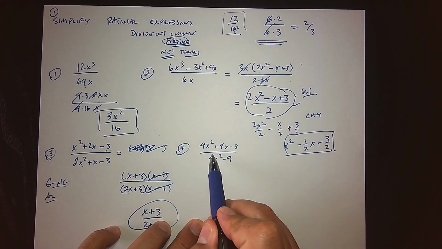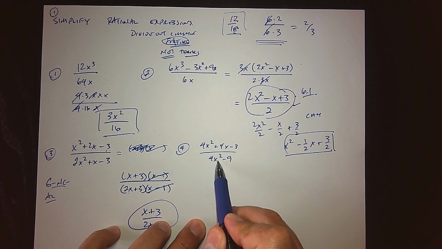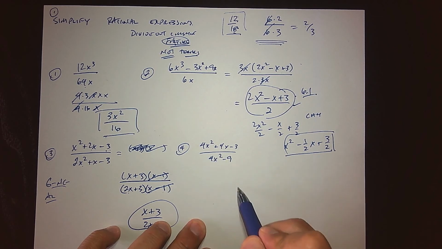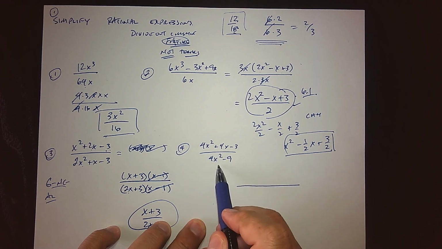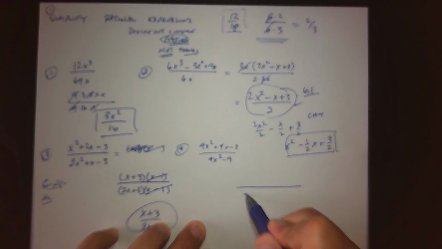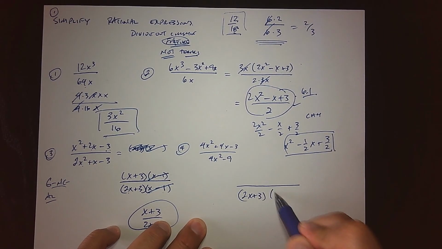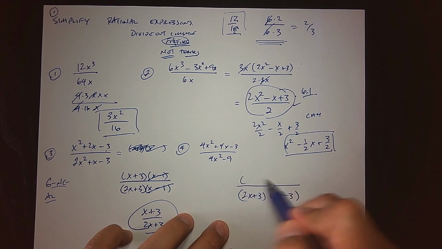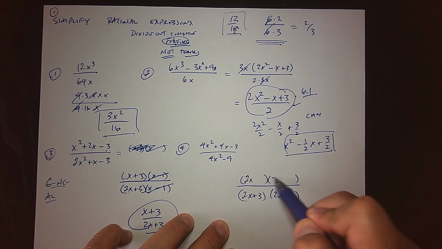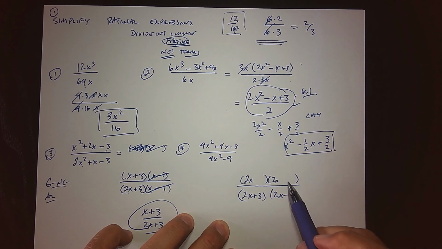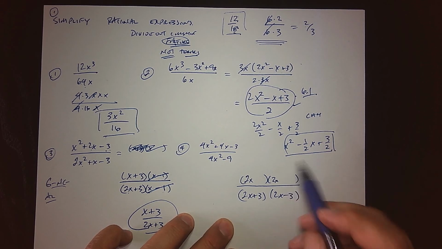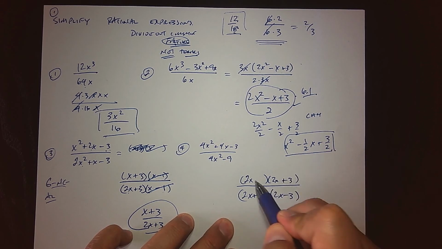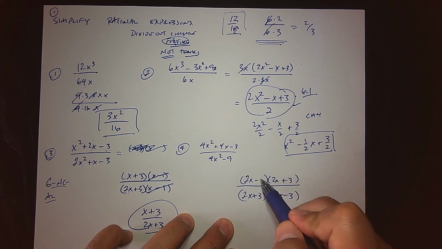Well, again, we factor. Factor the top, factor the bottom, look for common factors. So how about I start with the bottom, because that's the difference of squares. So we have 2x plus 3 and 2x minus 3. So there's the difference of squares on the bottom. Upstairs, using my guessing and checking, I'm going to guess 2x times 2x. And then I think, how about we try a positive 3 and a minus 1.